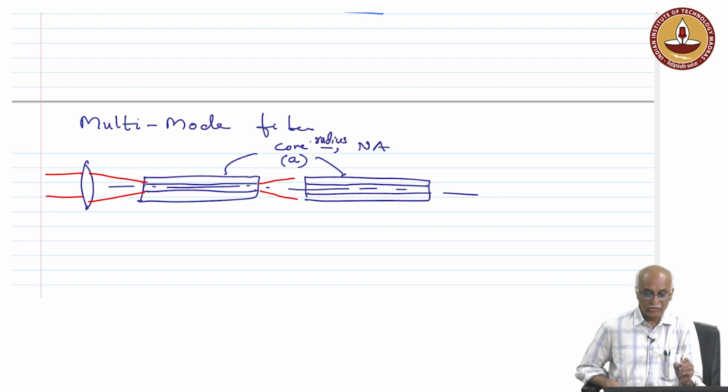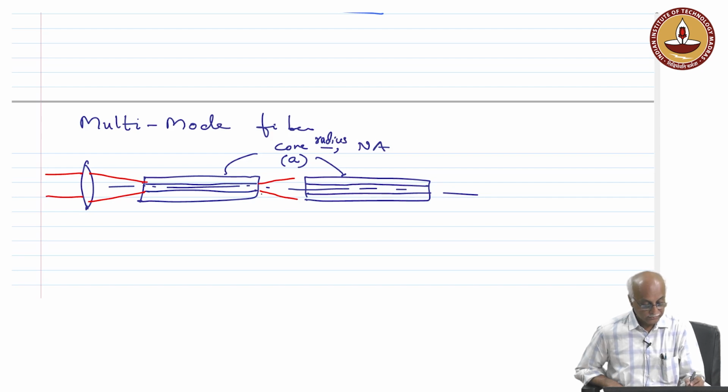Okay, core radius is a. And over here, when I observe the optical beam size, it may be slightly larger, isn't it? Because of the divergence, and the divergence determines the beam size over here, isn't it? And this is the gap between them.